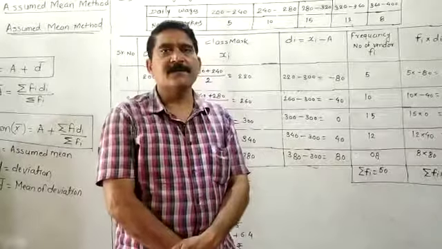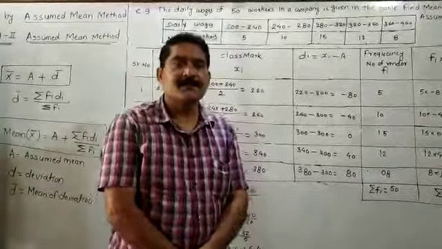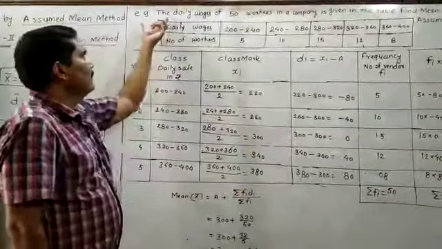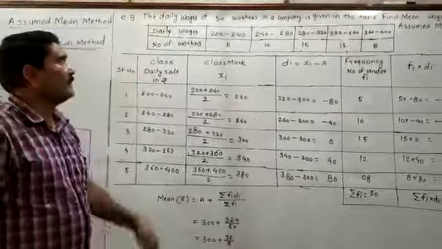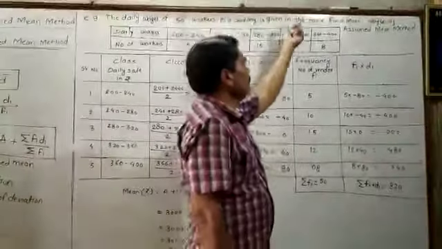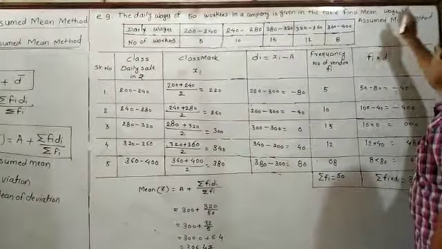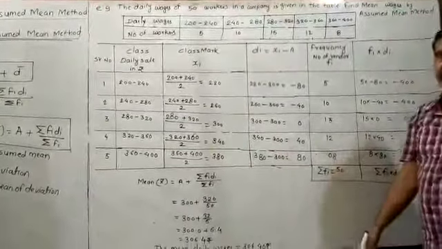Already we saw the example based on the assumed mean method. This is the second example. You have to solve it by the assumed mean method. The daily wages of the 50 workers in a company is given in the table. Find the mean wages by the assumed mean method.